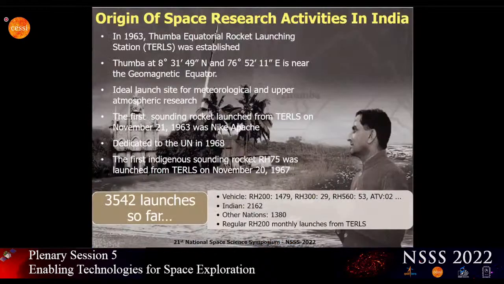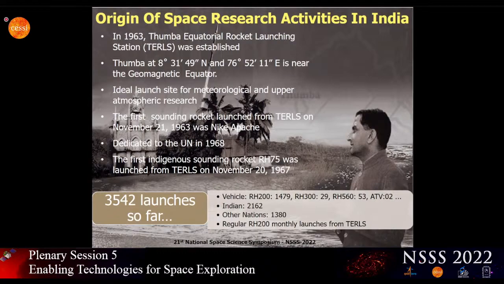The story of sounding rockets goes along with the story of ISRO, as laid down by our visionary founder, the father of the space program, Dr. Vikram Sarabhai. He established in 1963 the Thumba Equatorial Rocket Launching Station, which has the advantage of being very close to the geomagnetic equator and an ideal launch site for meteorological and upper atmospheric research.